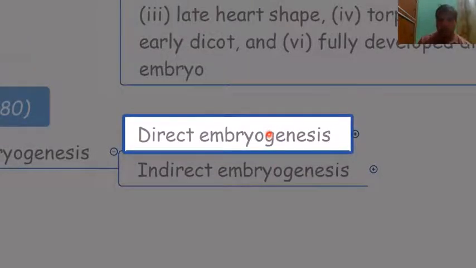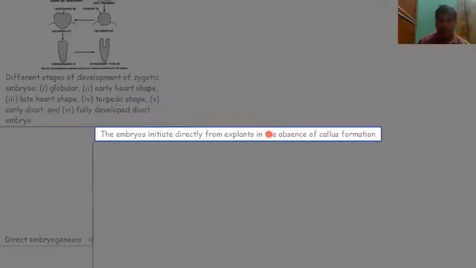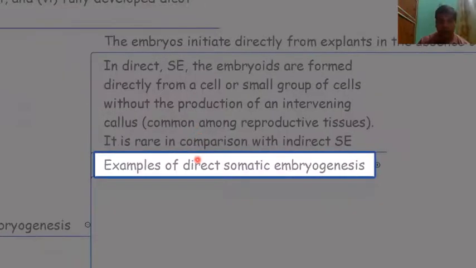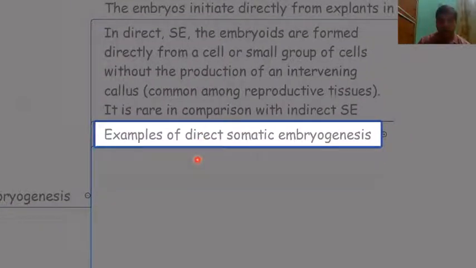Let's discuss it further. Direct embryogenesis means when the embryo formation takes place directly on an explant material and there is no callus phase. Remember, there is no callus phase. Direct means direct on explant. There is no callus formation. In direct somatic embryos, the embryoids are formed directly from a cell or a small group of cells without the production of an intervening callus. So it is the only thing that you should remember here in regard to direct somatic embryogenesis.